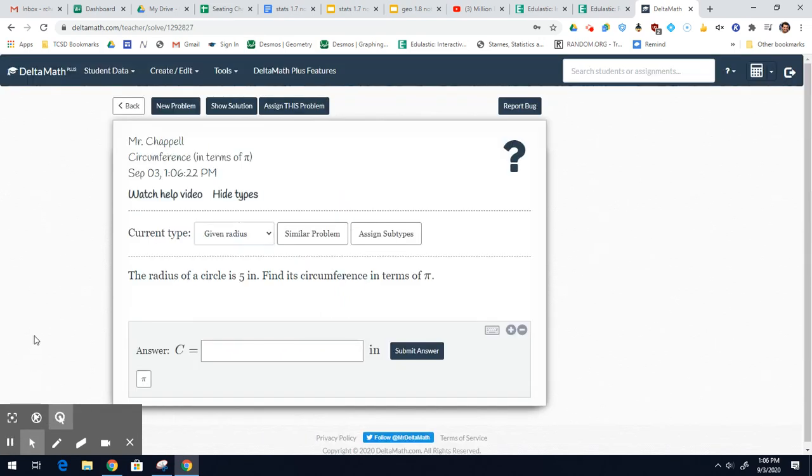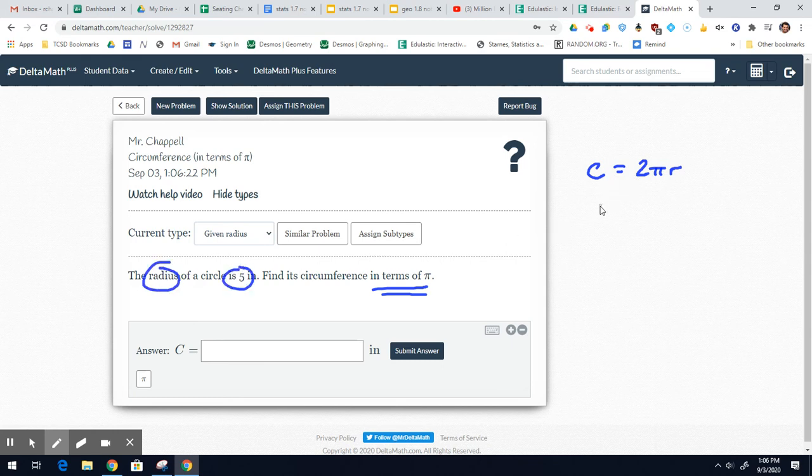Okay, so this is a circumference question. It says the radius of a circle is 5 inches. Find its circumference in terms of pi. The reason I wanted to show you this one is because of these words in terms of pi, okay? So we should know that the circumference formula is either pi times diameter or 2 pi r, which is what I like to remember. They give us the radius. The radius is 5, so the circumference is just 2 pi times 5.